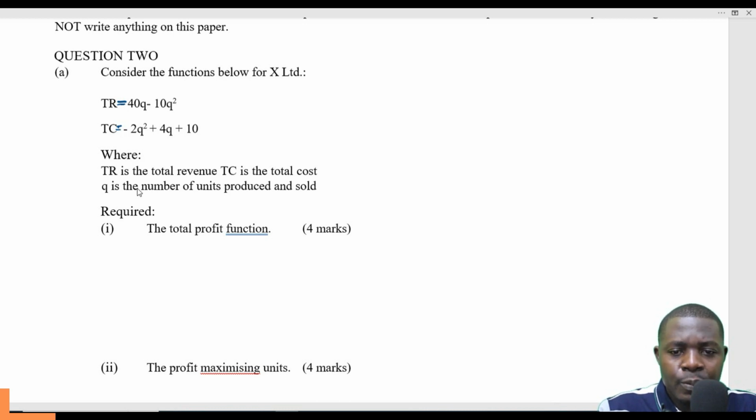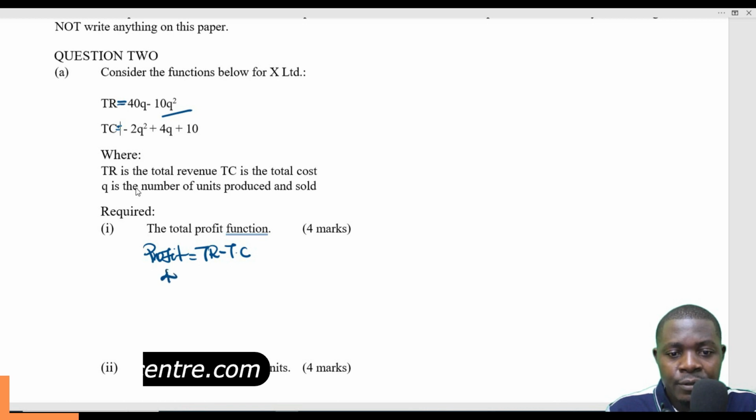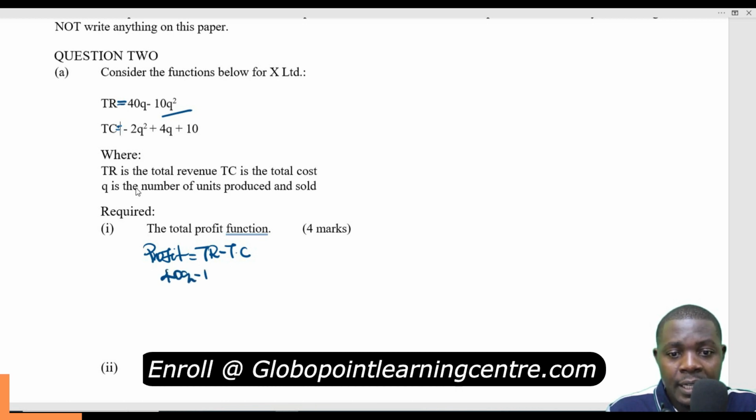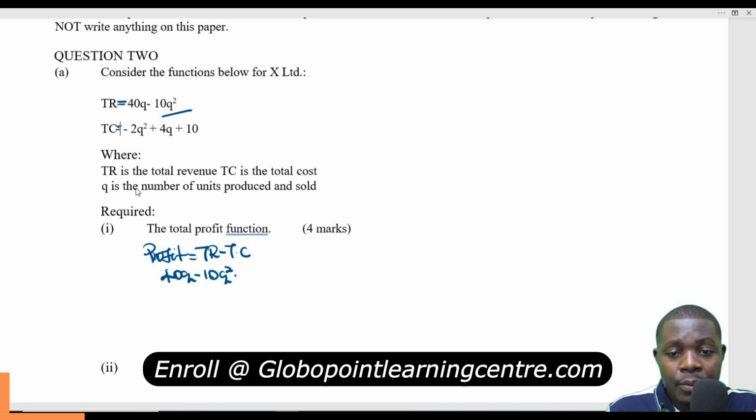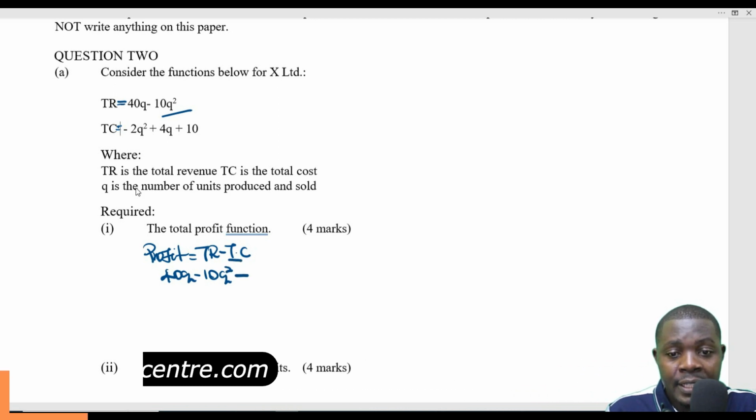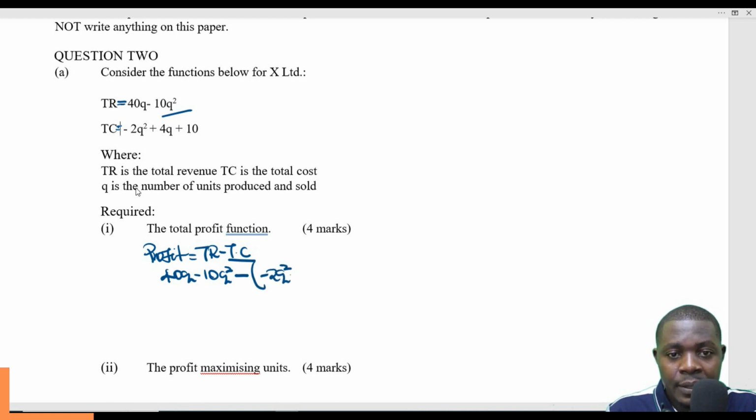Roman 1, the total profit function. How do we get a total profit function? Profit is given as total revenue minus total cost. In this case, we have the function for the total revenue, 40Q minus 10Q squared. We minus everything that is under total cost, which is negative 2Q squared plus 4Q plus 10.